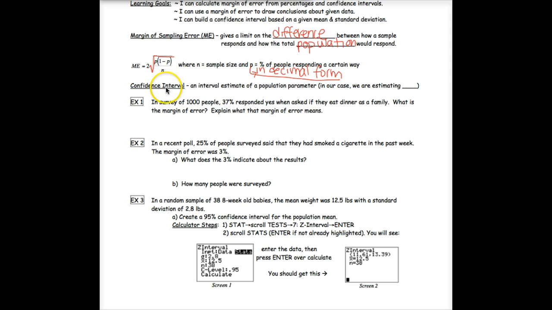Confidence interval is an interval estimate of a population parameter. So in our case, we are estimating mu, the population mean. Now, we can use confidence intervals, and if you take a statistics course, there are many different types of confidence intervals. We are just looking at one little snippet of what confidence intervals are.